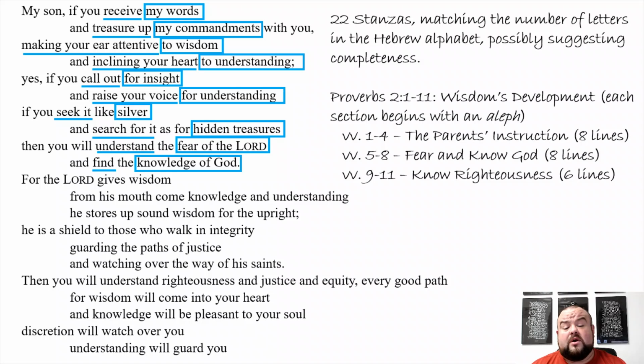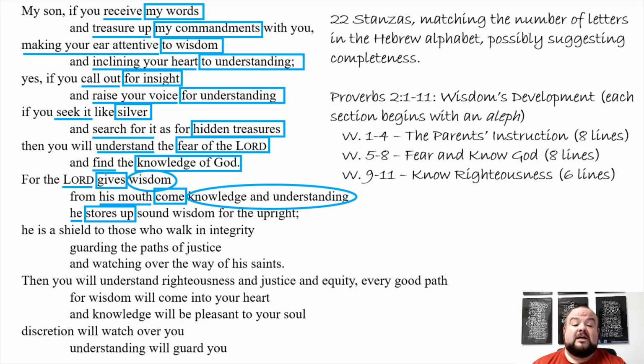I've said before, this idea of the fear of the Lord, it is much bigger than the sum of its parts. It's more than just being afraid of God. A lot more goes into it than that. For the Lord gives wisdom, from his mouth he stores up. And so we actually have a few different parts or parallels going on in this passage. We see the connection between wisdom, knowledge, and understanding, and sound wisdom for the upright.